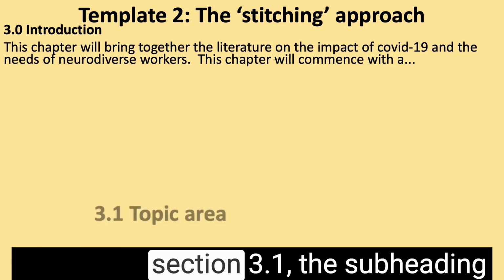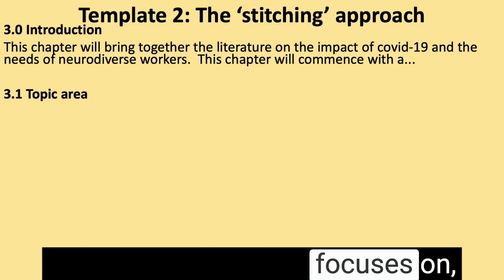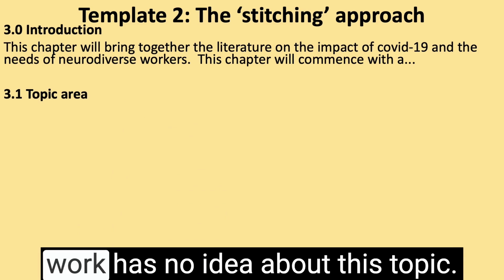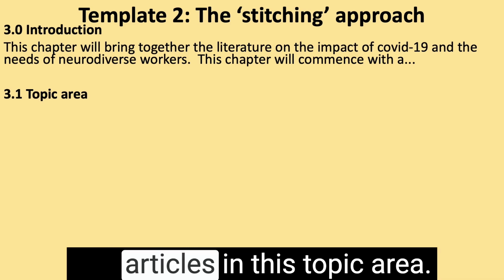In the next section, 3.1, the subheading will be the name of the topic area that your dissertation focuses on. Perhaps an overview of the topic. Imagine the person reading your work has no idea about this topic. Also try to critique books and articles in this topic area.